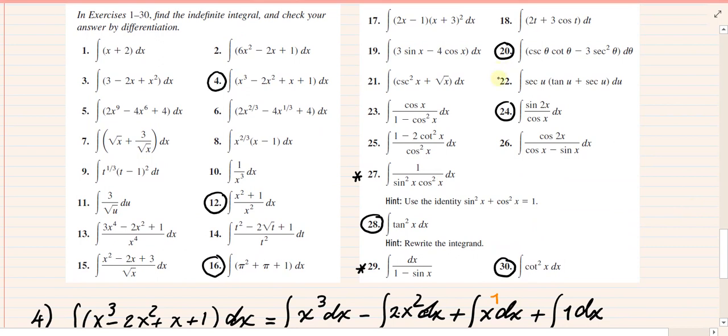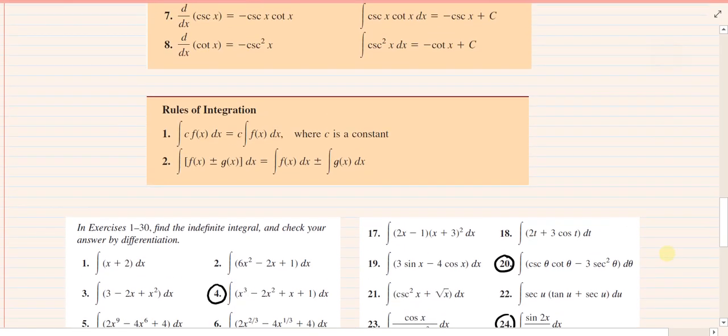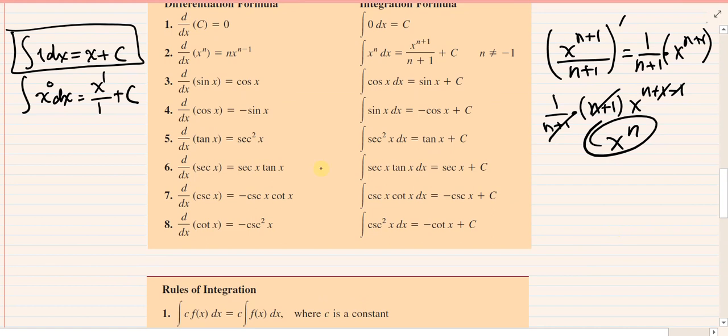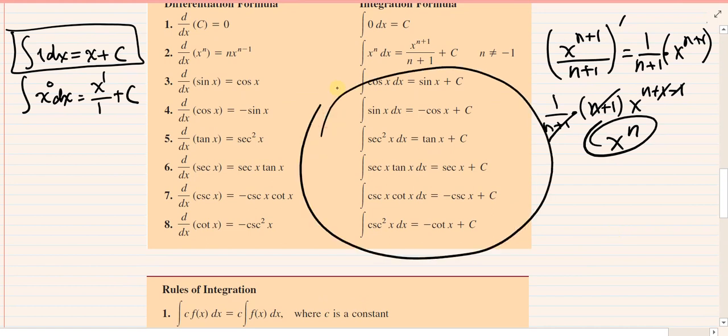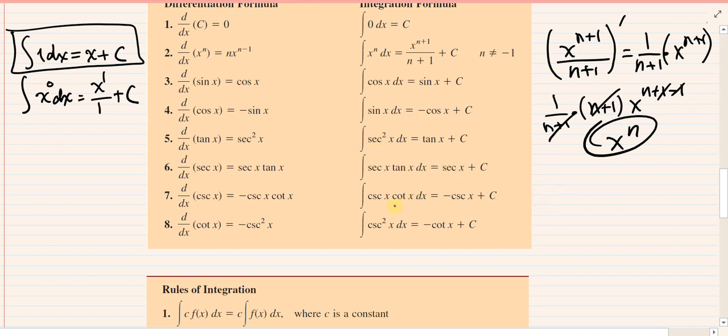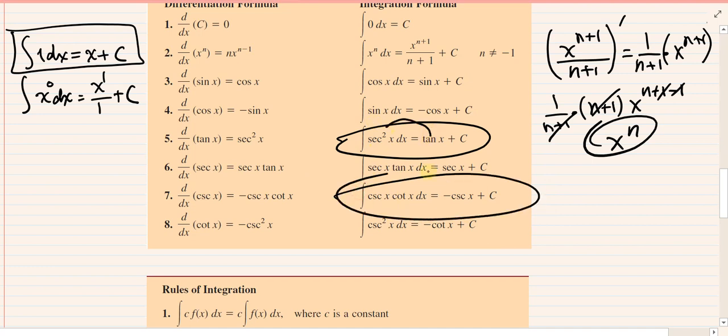In number 20, we have the integral of cosecant cotan minus 3 secant squared. And these were the trig integrals that we have, right? We have integral of cosecant cotan, that's what is in here. And then we also have secant squared. See, both of those are in our table of antiderivatives. Integral of secant squared is tan x, because derivative of tan is secant squared. And the integral of cosecant cotan is negative cosecant.